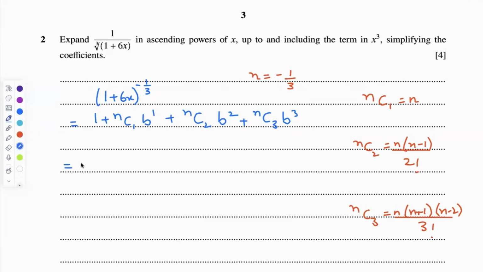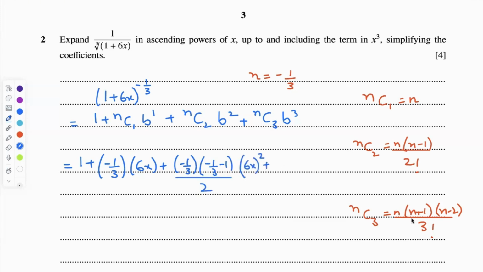Now, substituting the values of nC1, which is n. So, in place of n, we can now write minus 1 upon 3 into b, which is 6x, plus nC2, that will become minus 1 upon 3 multiplied by minus 1 upon 3 minus 1 divided by 2 factorial, which is 2, multiplied by b squared. So, that will become 6x whole squared.